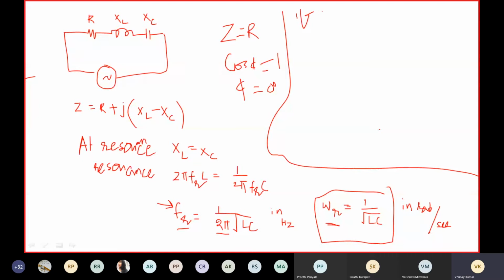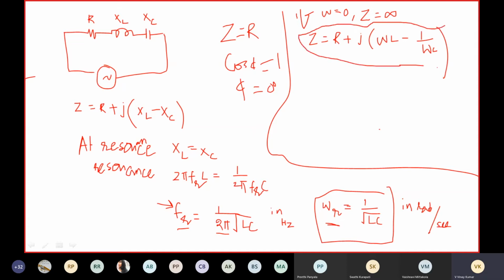If omega is equal to 0, what will be Z? What will be the impedance? Z will be infinity. You know that Z is equal to R plus j into omega L minus 1 by omega C.